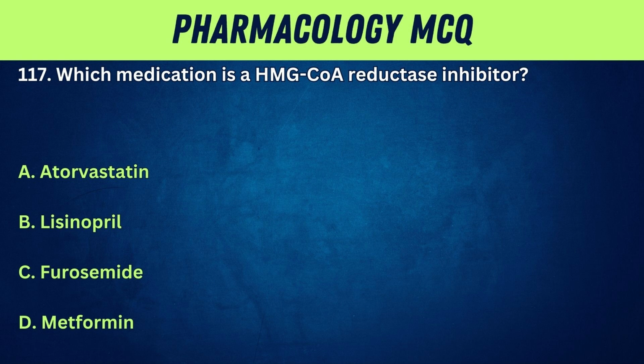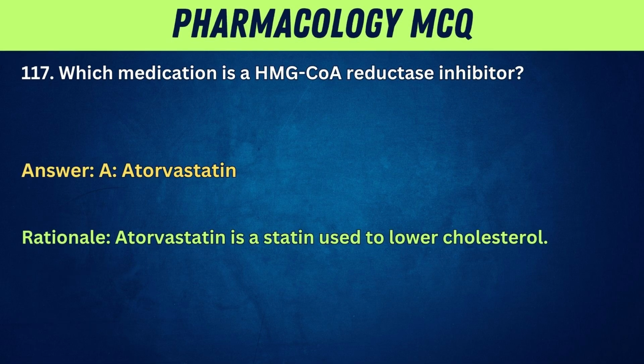117. Which medication is an HMG-CoA reductase inhibitor? A. Sodium. B. Lisinopril. C. Furosemide. D. Metformin. Answer: A. Atorvastatin. Rationale: Atorvastatin is a statin used to lower cholesterol.